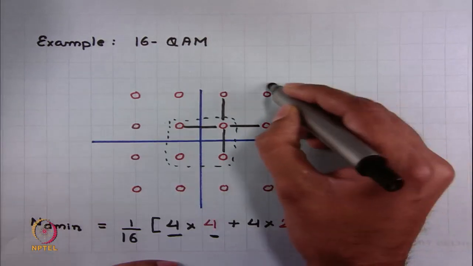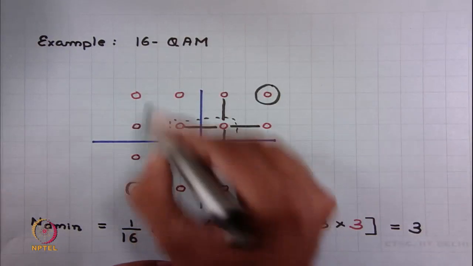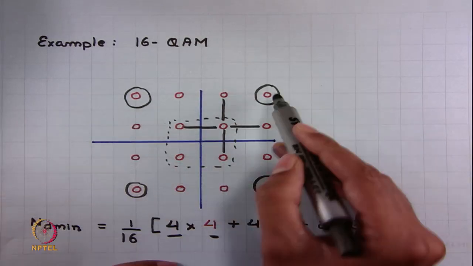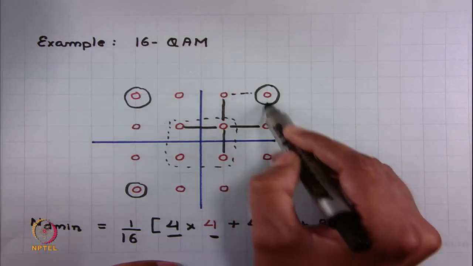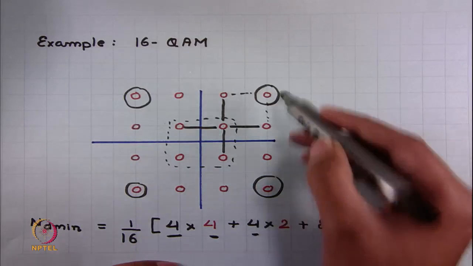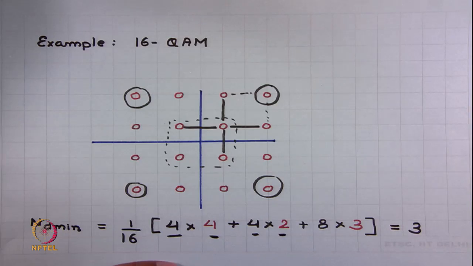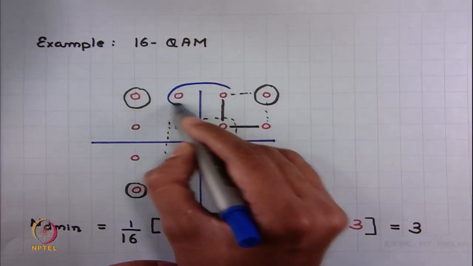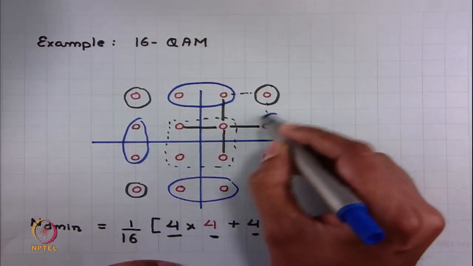Now, you consider these signals, this, this, this and this. These signals on the boundaries will have only 2 nearest neighbors. So, there are 4 signals which have 2 nearest neighbors, and now we have 8 remaining signals. So, 2 here, 2 here, 2 here and 2 here.